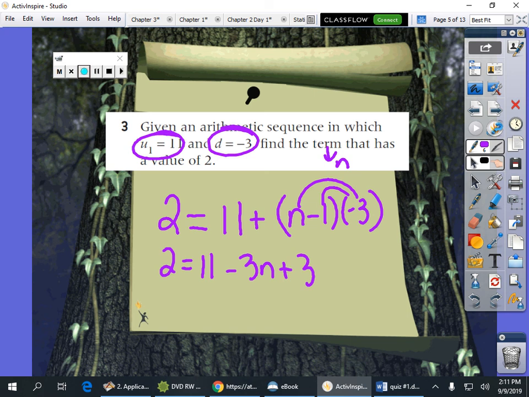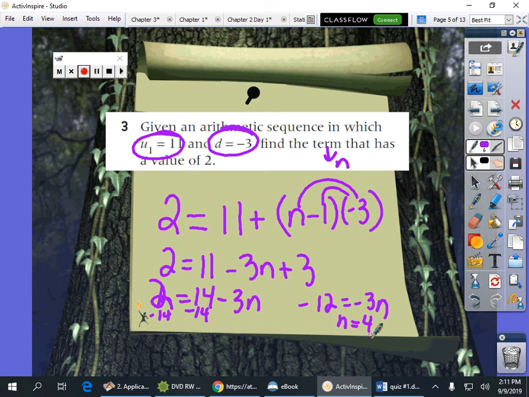Yes? Talk to me. What do you want me to do? Because there's lots of correct ways to do this from here. You can combine like terms. You can move stuff. What do you want to do? Combine like terms. Okay? So then 2 equals 14 minus 3n. Now what do you want to do? Subtract what? Oh, you guys are so smart today, see? So negative 12 equals negative 3n, n equals 4.